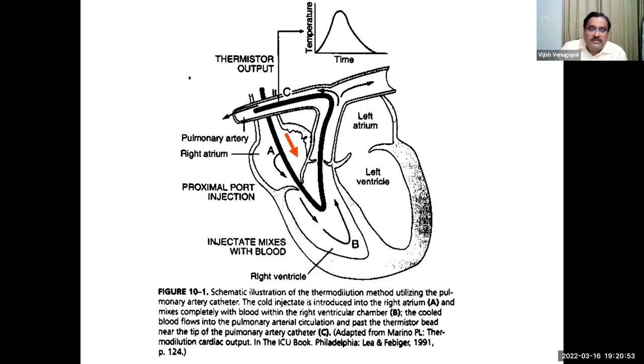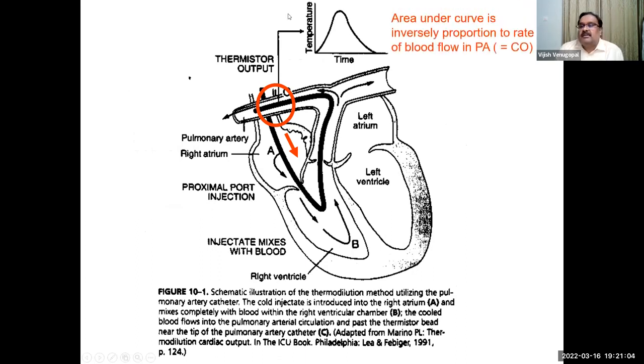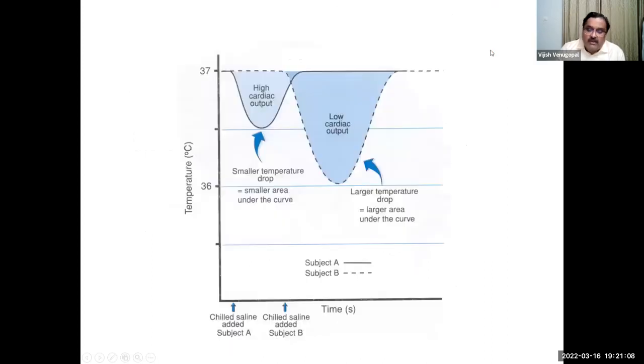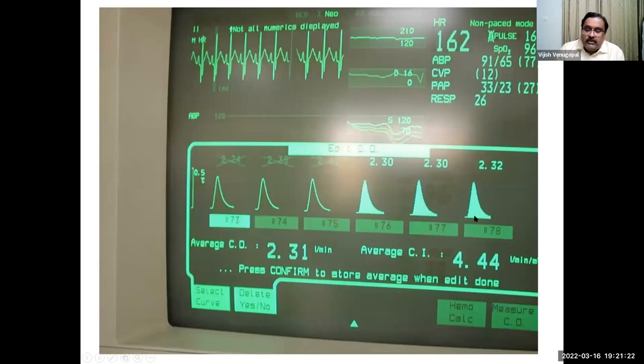What happens here is you inject room temperature saline into the right atrium, and at the tip there is a thermistor which detects the change in temperature. The area under the curve is inversely proportional to the rate of blood flow in the PA, which is equal to the cardiac output. So you can see here, if you have a high cardiac output, you have a smaller area under the curve. And if you have very low cardiac output, you have a larger temperature drop, leading to a larger area under the curve. Three readings are taken together and the average is displayed on the monitor.